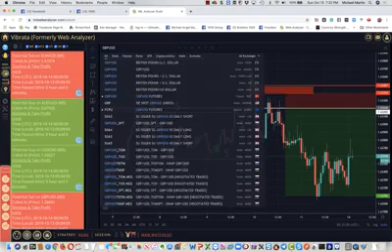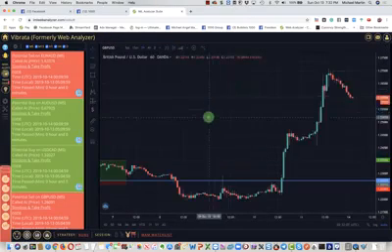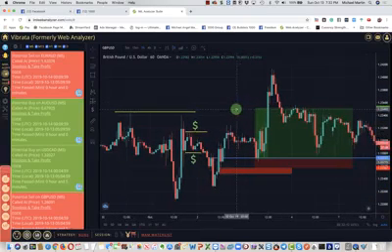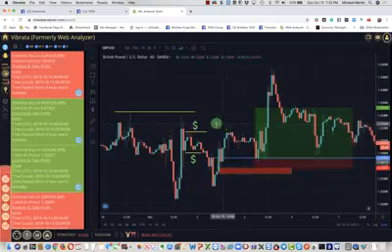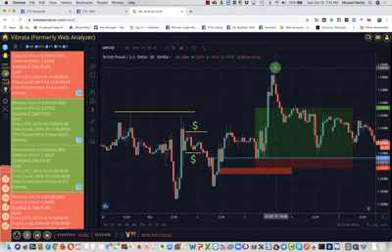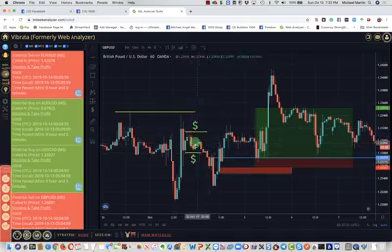But here on the pound USD, it took out both sides. It took out this one first, took out this side second, then came back, touched the candle, and went off for pips. So this is what you're going to want to burn into your mind.